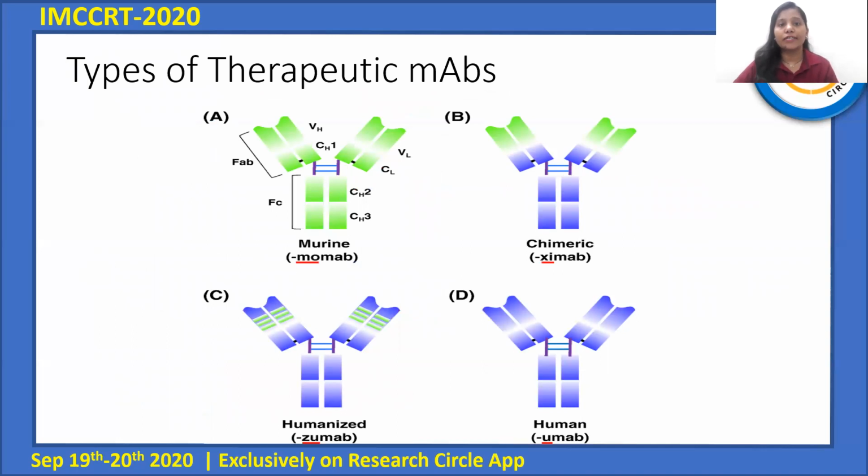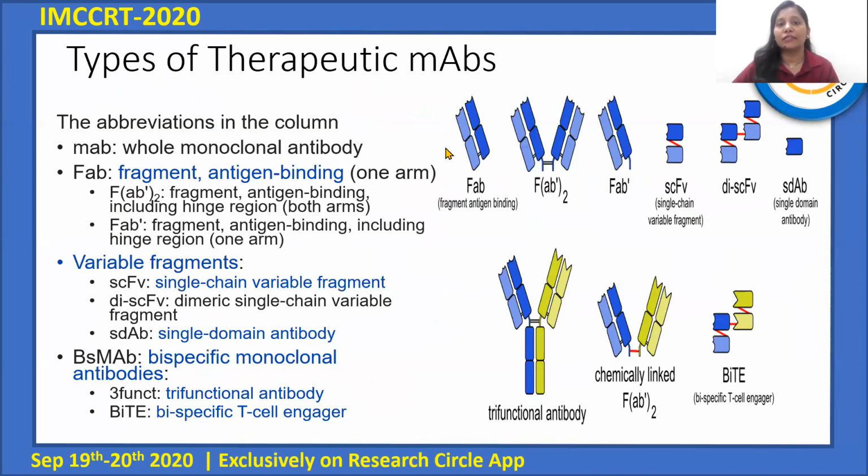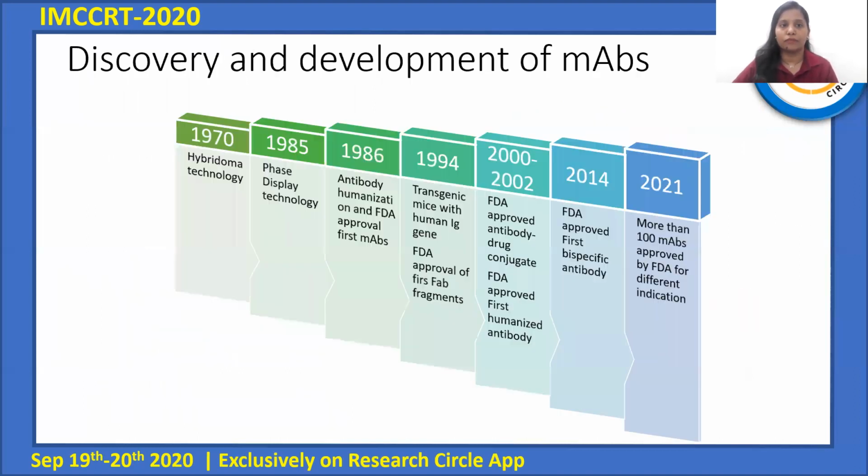So there are different types of therapeutic monoclonal antibodies, like murine, which is 100% mouse, then chimeric, which has a 25% component of mouse, then humanized, which has only 10% from mouse, and then human, which is 100% from human. Now, based on their different types, different names are given, like Fab, mAb, variable fragments, and so on.